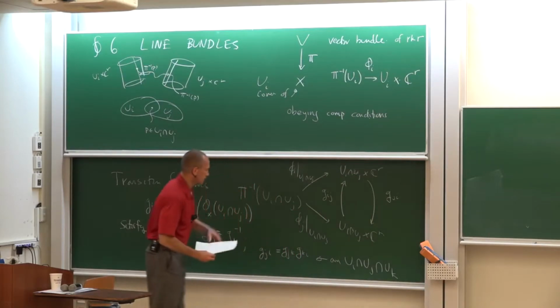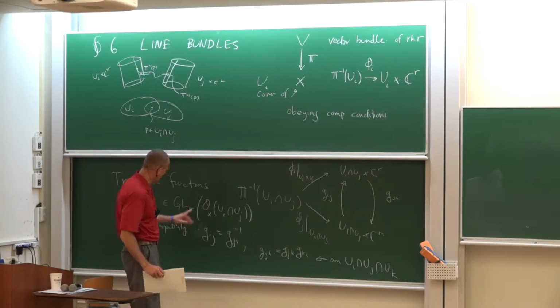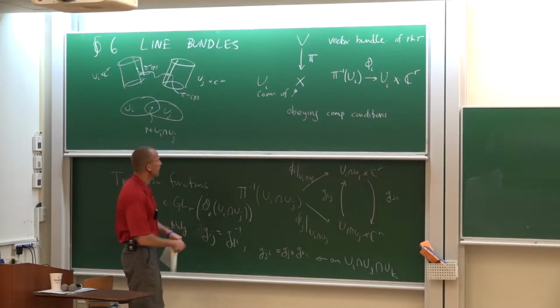So this is the data of a vector bundle. And then the last thing I have, maybe I shoehorn it in up here, is a section.